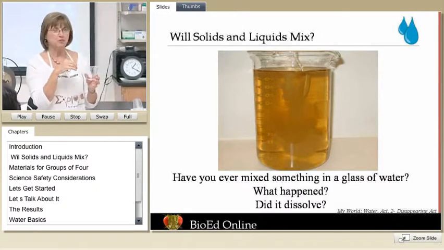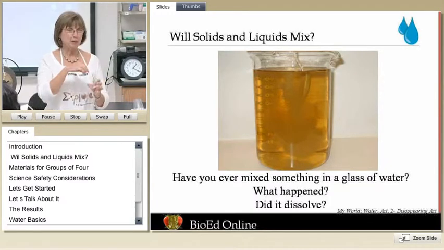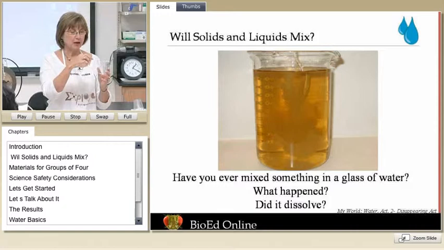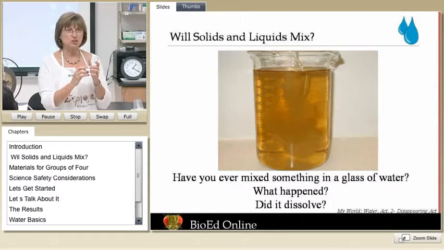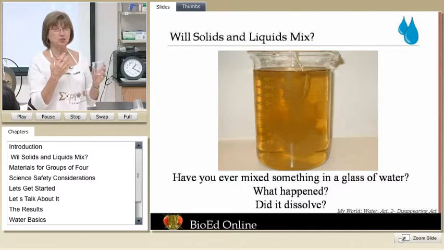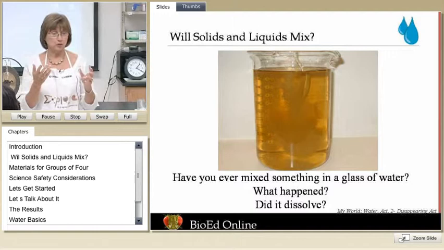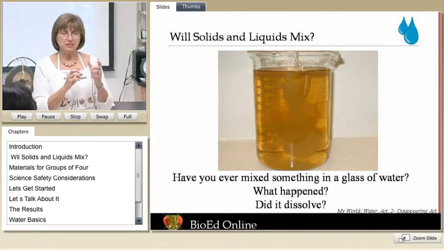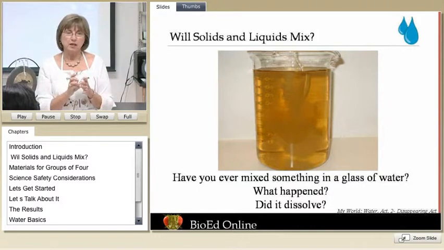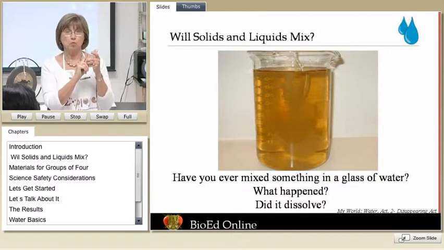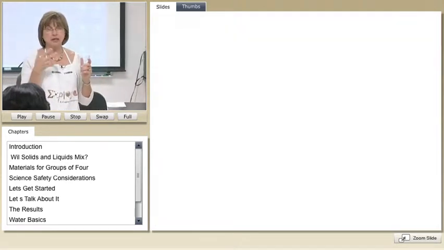But how many of you have had tea and you put sugar in your tea, and you keep putting sugar in your tea? And after a while, what happens? It doesn't dissolve anymore, does it? It quits dissolving. So we have a point at which things don't dissolve anymore, and we call that what? Saturated. It's a saturated solution. These are things that kids see all the time, but they don't really understand why it happens. So we're going to look at not only what happens when you put sugar in water, but what happens when you put various other substances in water.